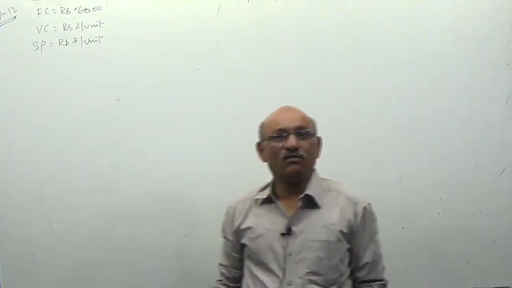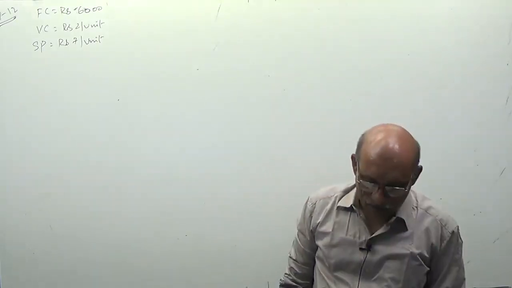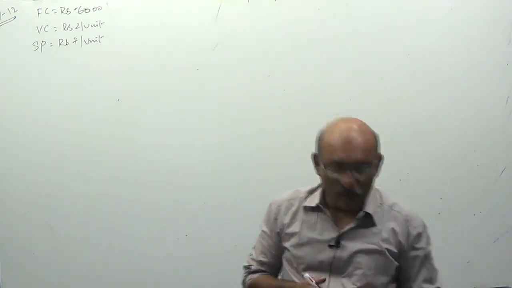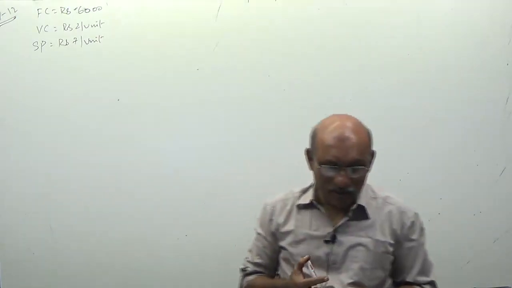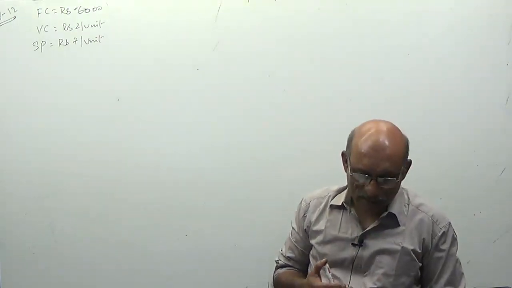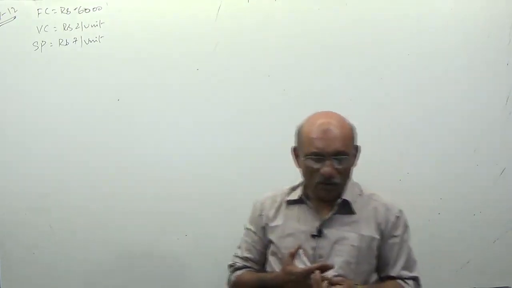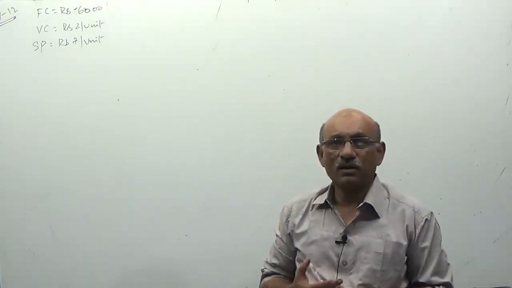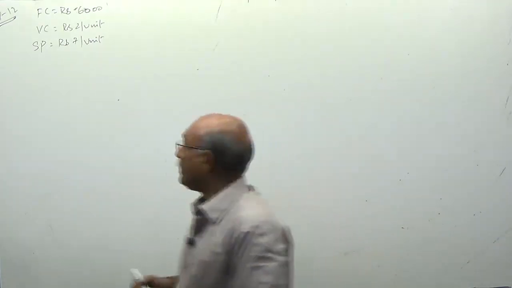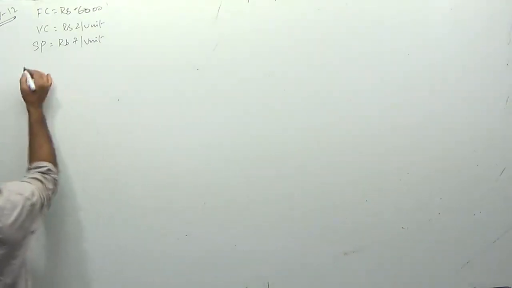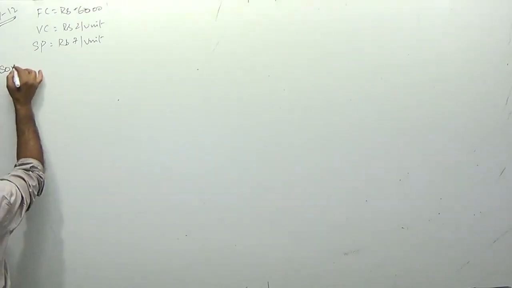Calculate break-even volume. Second question, if 1,000 units are produced and sold in a month, what will be the profit? Next, how many units should be produced to earn a profit of rupees 4,000 per month? These are the three questions we are having. Now, sir, solution.